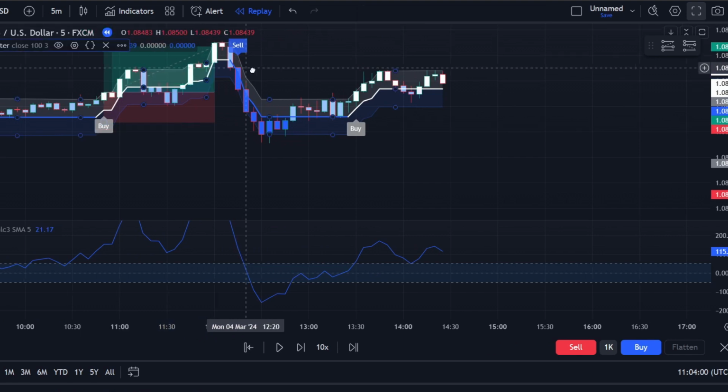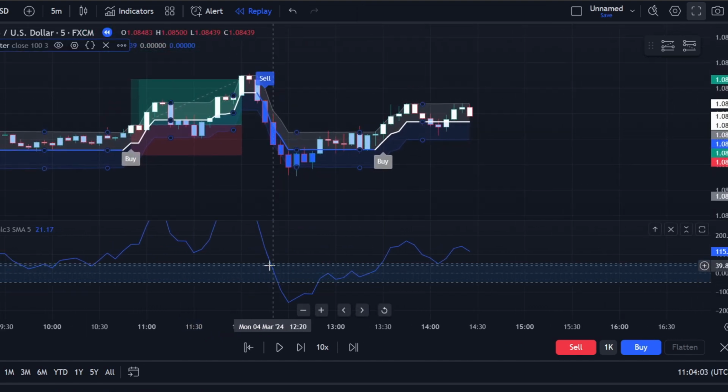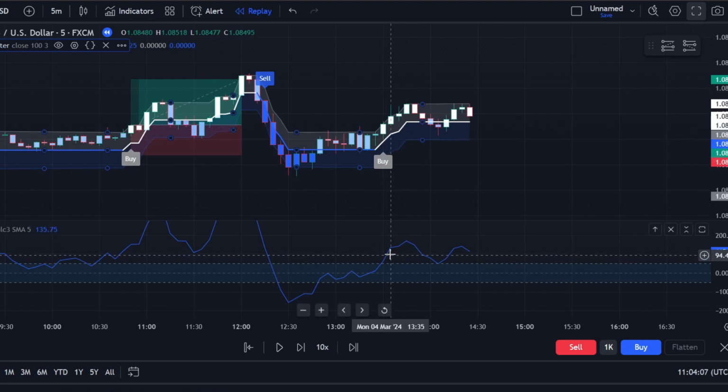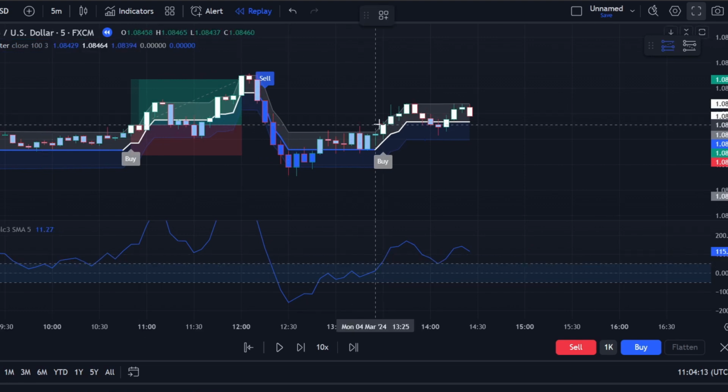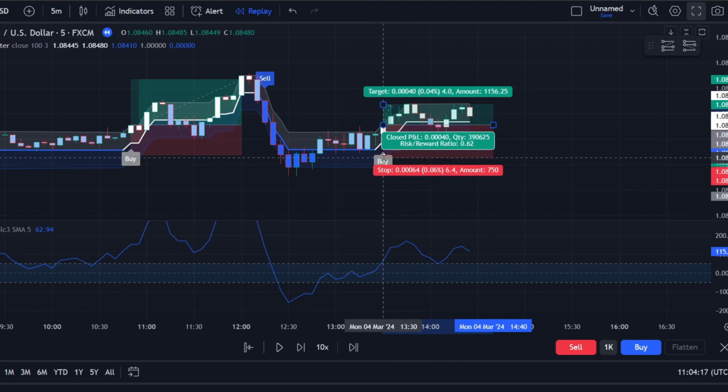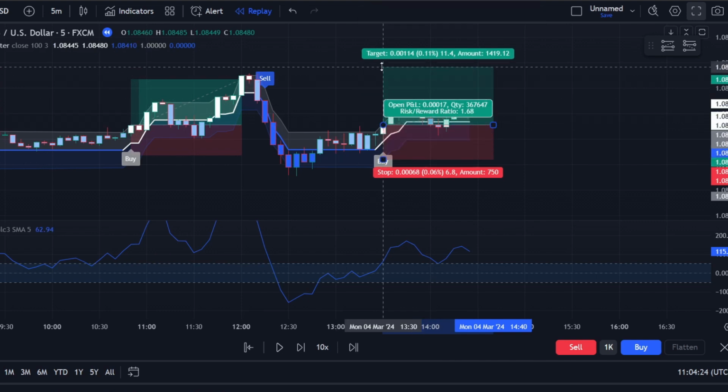Here we get a sell signal, but the second indicator doesn't confirm this signal. Here we get a buy signal. The second indicator confirms this signal because this line is above the 50 line. I take a buy position when this candle forms, put the stop below this middle line and make the risk reward ratio at least 1 to 1.5. Let's see the result.